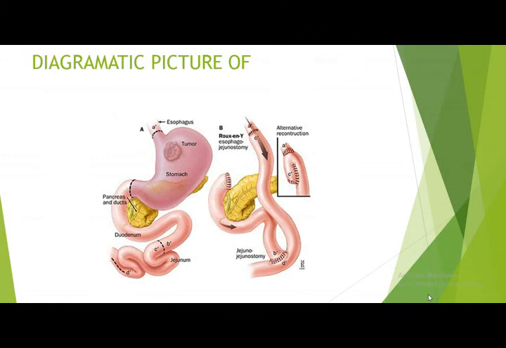So rather than removing the whole stomach, half of the stomach is cut, and that proximal portion is being anastomosed with the jejunum, making this type of Y. As this is seen, the proximal portion of the jejunum has the jejunal anastomosis, and the proximal portion of the jejunum is being anastomosed with the proximal portion of the stomach.